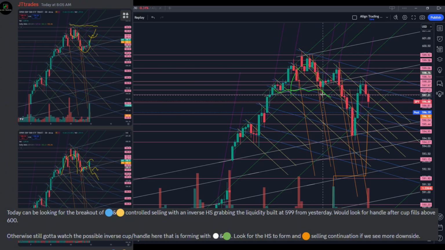And we talked about how we could possibly be building this handle right here towards the end of the day. Ran out of time, but you can see here in the morning, we finally formed that head and shoulder right here and start heading down towards our target of the 5-day moving average. And then we end up forming another head and shoulder and get the move below, completing this inverse cup right here.